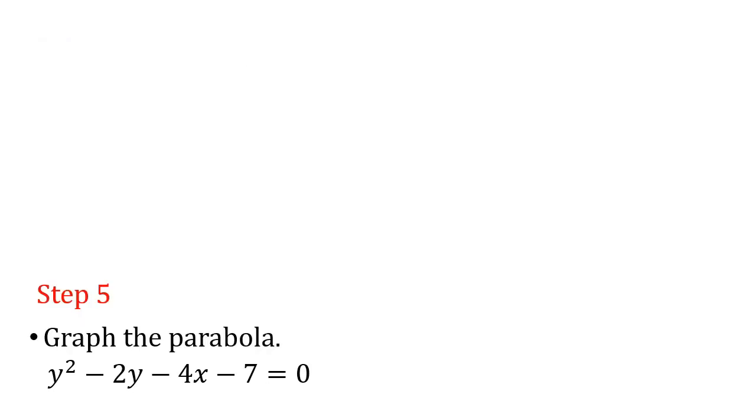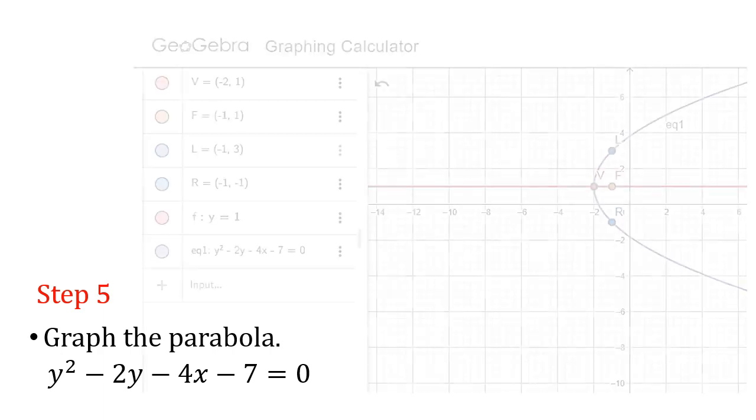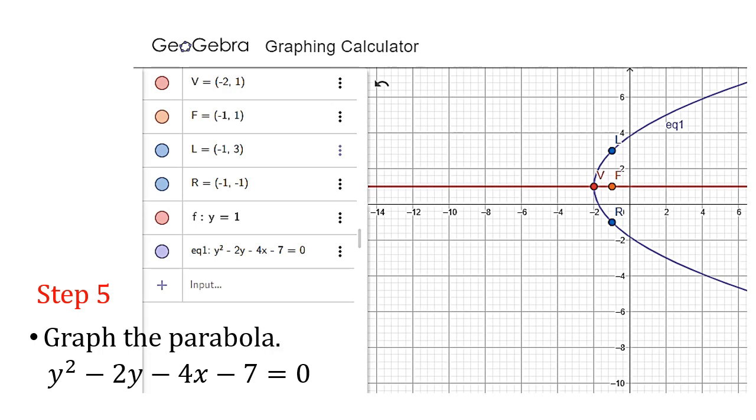Then step 5, graph the parabola y squared minus 2y minus 4x minus 7 equals 0. As you can see, the parabola crosses the ends of the latus rectum as well as the vertex. So obviously, we got the correct answer here.